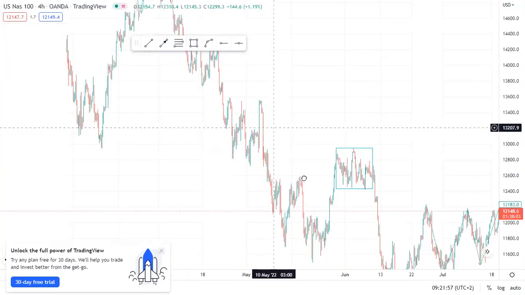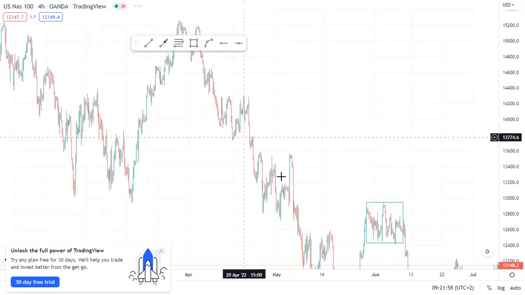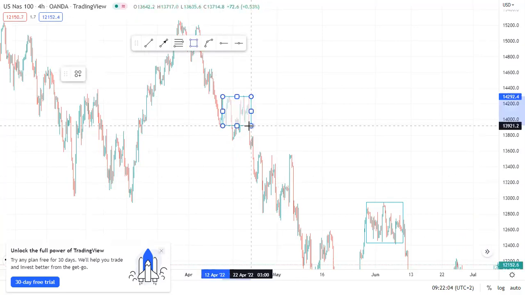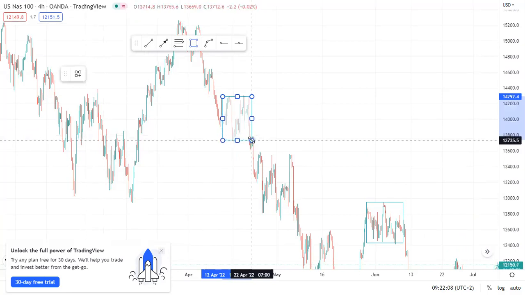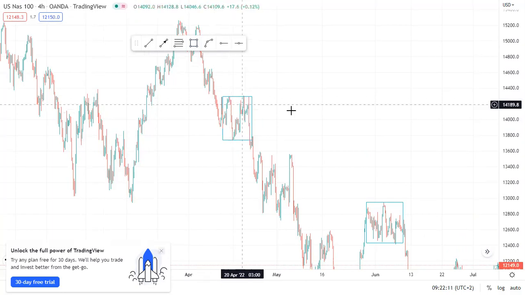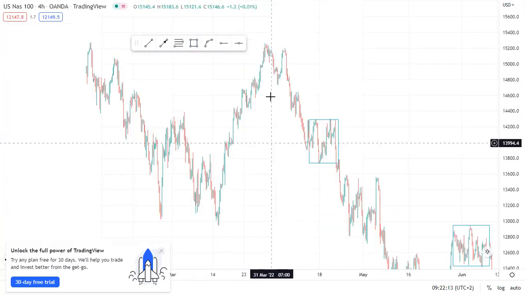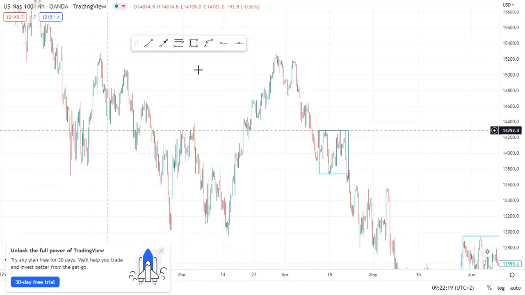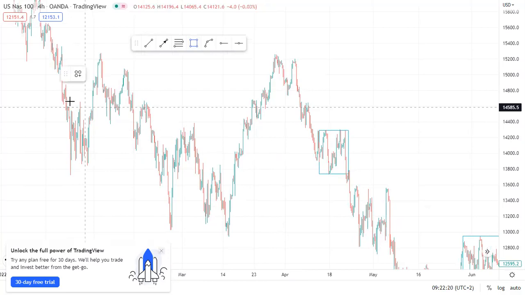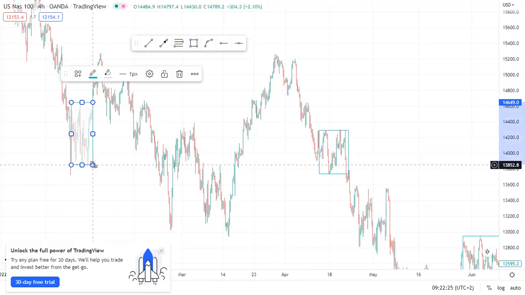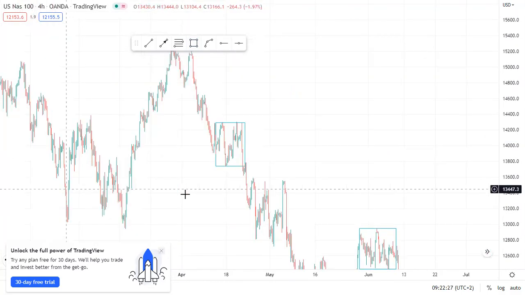Here, for example, even though it was making higher highs and higher lows, this was another range here. You can see that there's no lower high violated or anything like that, so that's a consolidation. Understand? So that's mainly how you spot your consolidations. There's another consolidation here. So that's how I spot my consolidations.